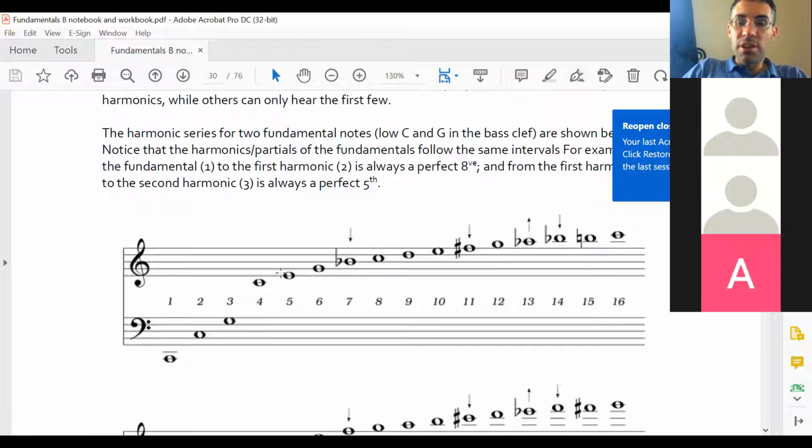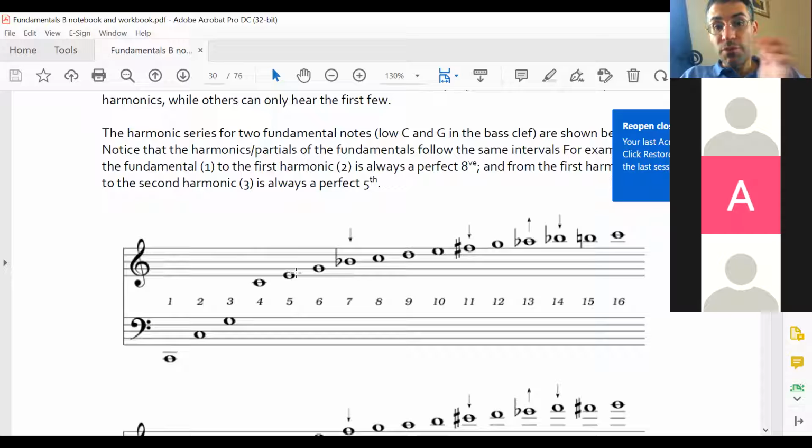If we look at the first 5 notes here, we've got C, C, G, C, E. Those 5 notes give us the foundation of all of the harmony that we use, okay? That creates a major chord. And if you don't understand what that means, don't worry, we're going to talk about that today, okay? So the important thing to know is that in naturally created sound, that is an acoustic instrument, every note creates all of these harmonics or partials, okay?